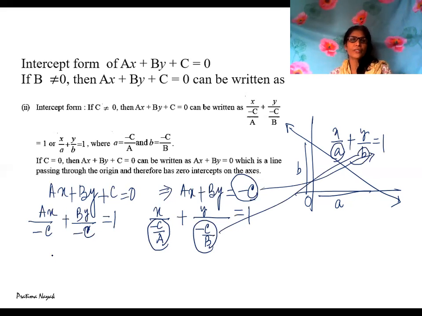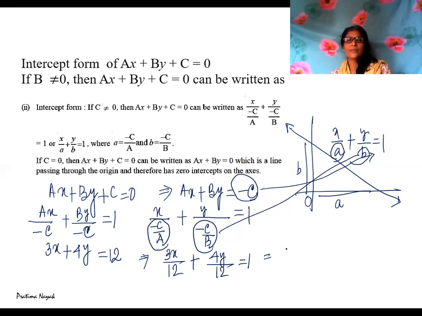So let us go for a question. The question is 3x plus 4y is equal to 12. Now what will it be in intercept form? What will be the x-intercept? What will be the y-intercept? So we'll divide throughout by 12. So this gives you 3x divided by 12 plus 4y divided by 12 is equal to 1. So what is the x-intercept? It will be 4. What is the y-intercept? It will be 3. So on the x-axis it will cut at 4, 0 and on the y-axis it will cut at 0, 3. So this is the meaning of intercept.